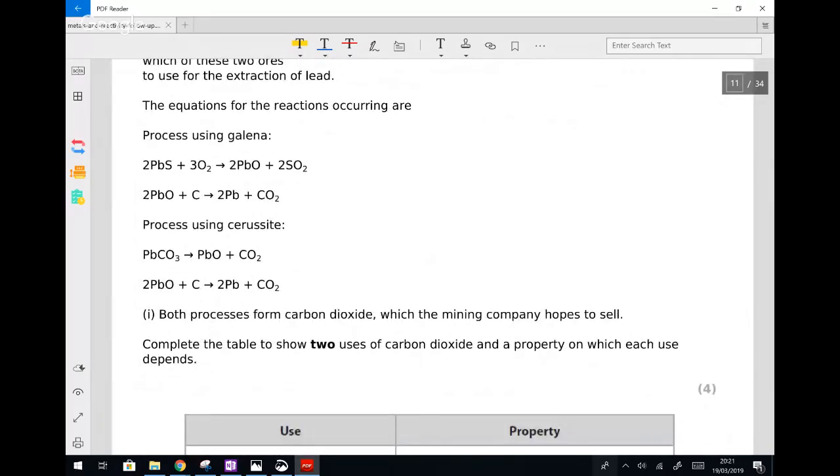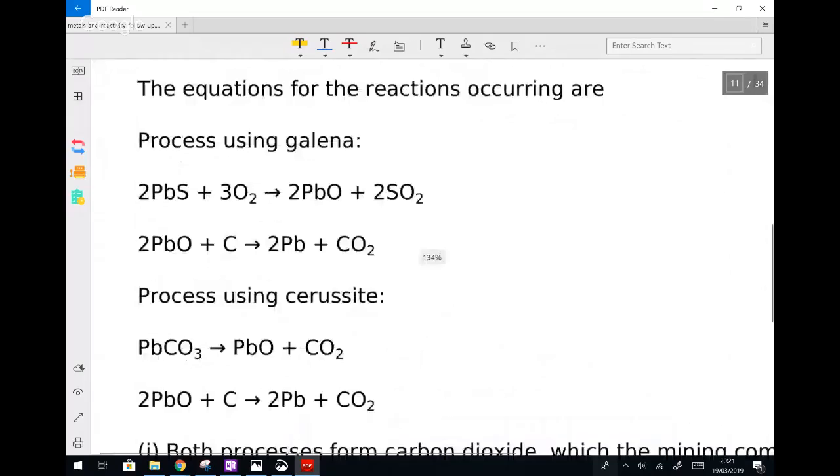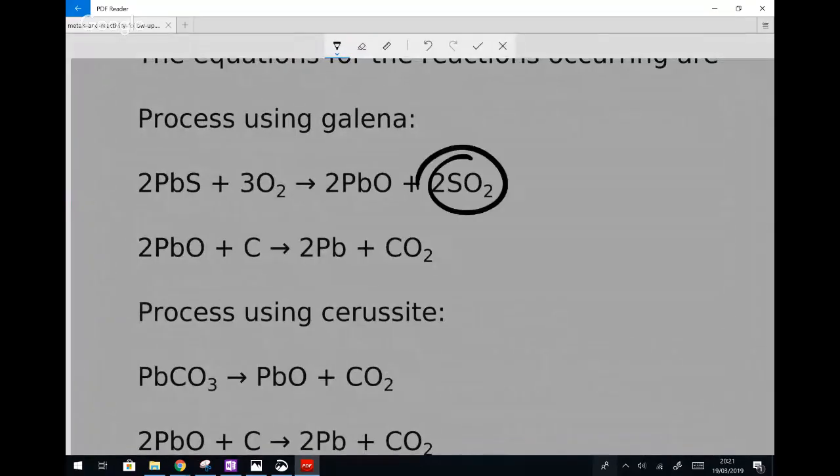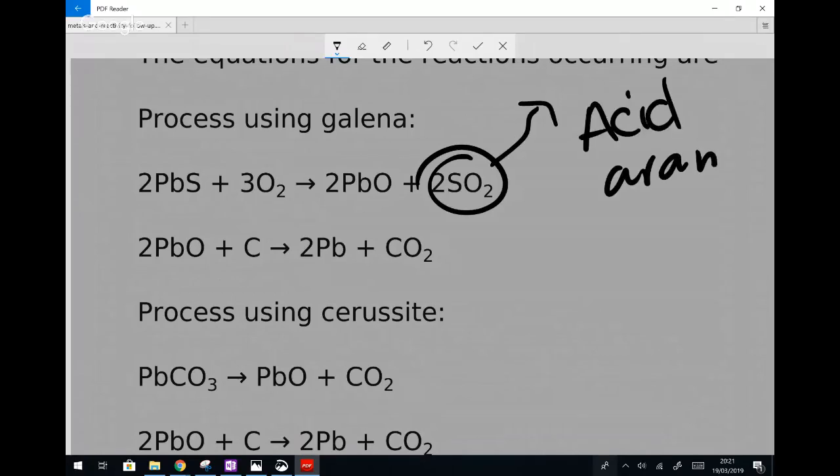The equations for the reactions are below. They take lead sulfide, react with oxygen to produce lead oxide. Now that's a problem. Sulfur dioxide is going to be let off to the atmosphere, and it's going to cause acid rain. That's not good. Acid rain, that is not a good gas. Then we do carbon reduction and then you produce SO2. So then we follow it up with blast furnace, BF.